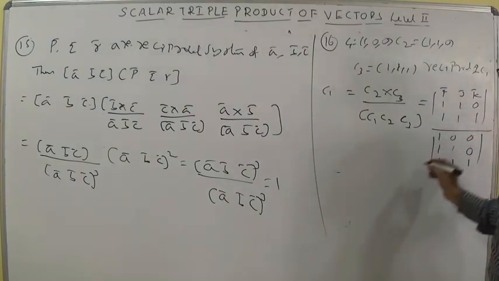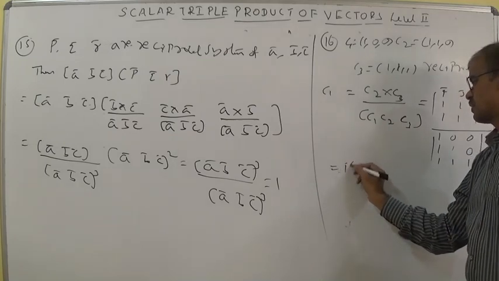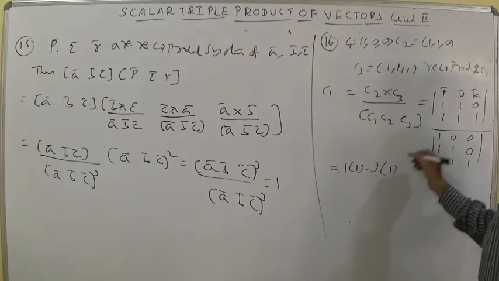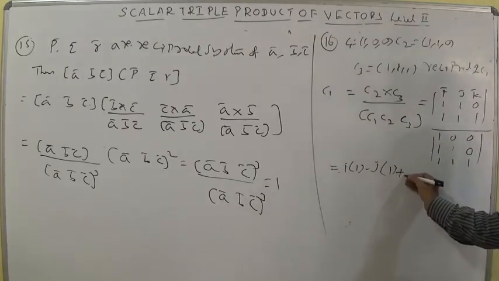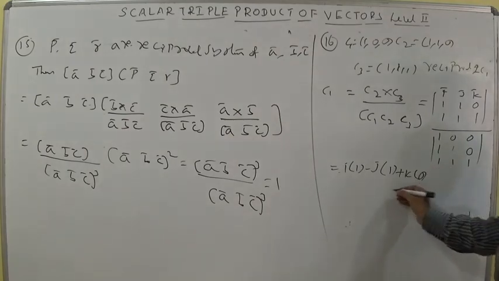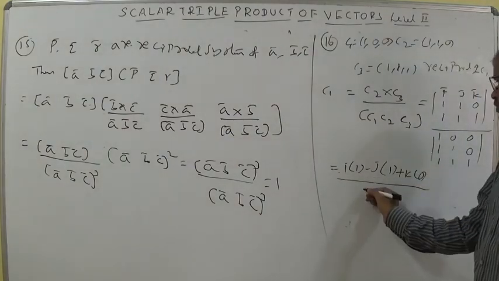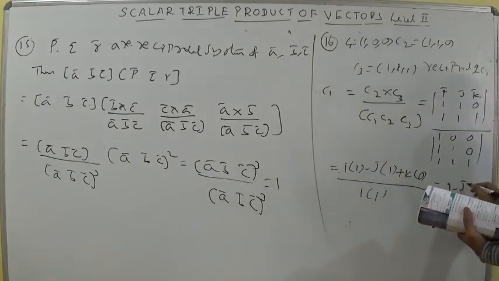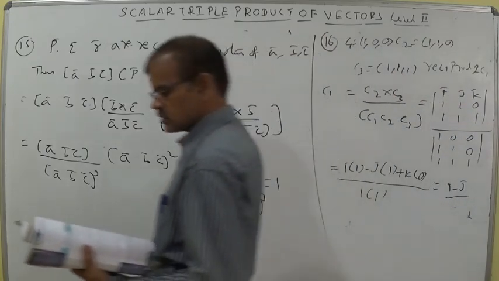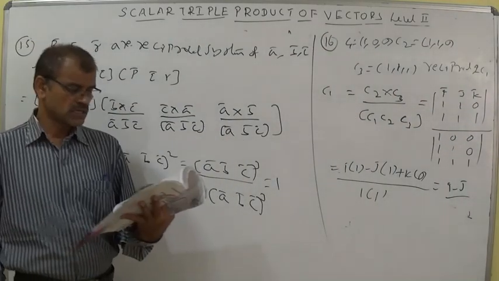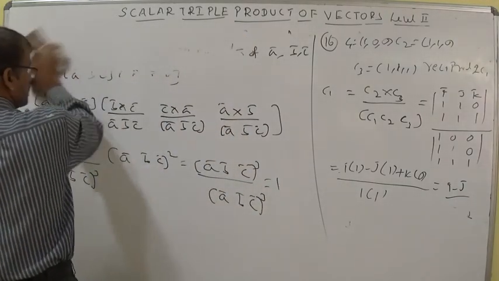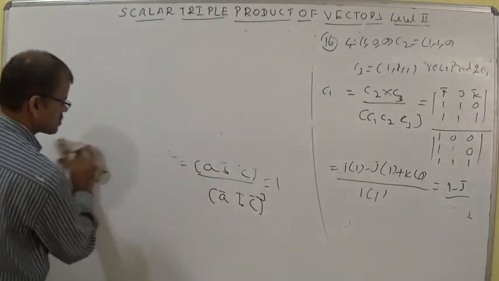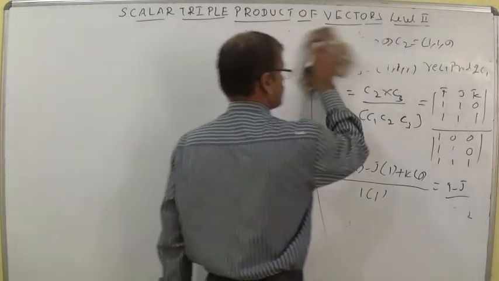Calculate now: i into 1 minus j into 1 plus k into 0. No need to write, by 1 into 1, simply it is 1. So the value we got here is i minus j, right? i minus j is the second option. Now let us discuss the 17th question. It is the last question of cross product and scalar triple product of vectors, level 2. 17th question.